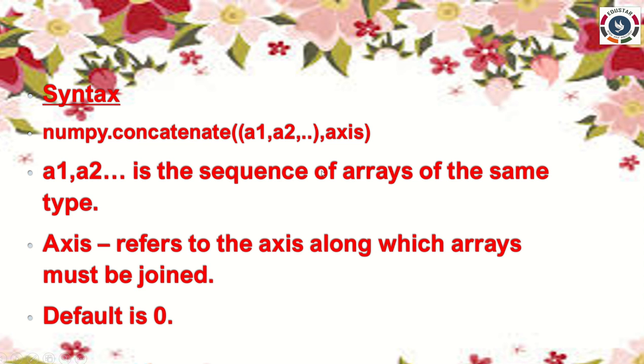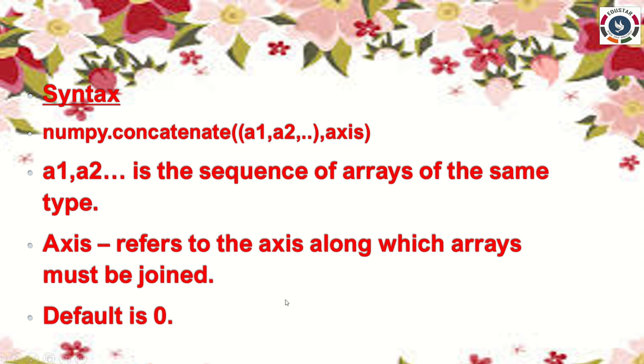So a1, a2 are sequences of arrays of the same type. The a1 array value and the a2 array value must be of the same type. If the elements we pass are integers, we can concatenate. If one is an integer and the other is a string, we cannot concatenate. Both values must be the same type, and then we can concatenate.